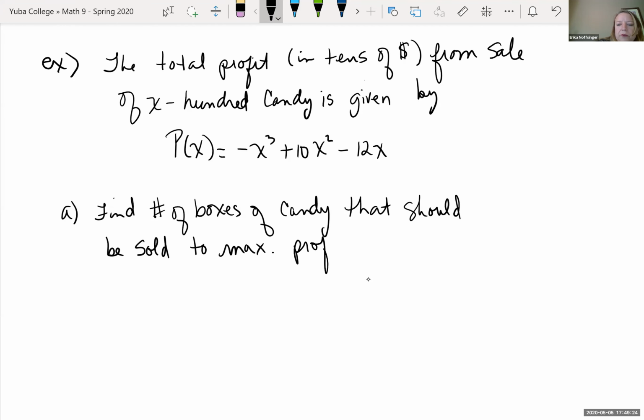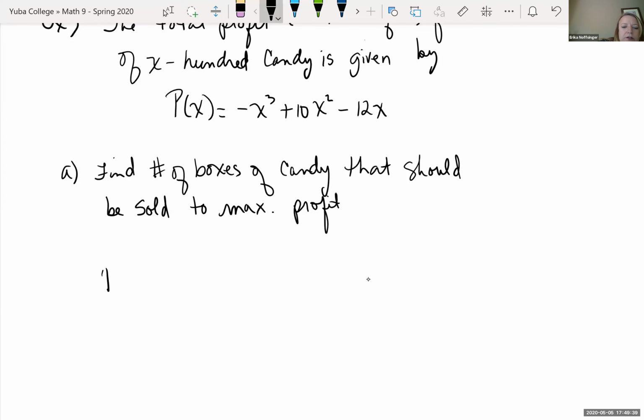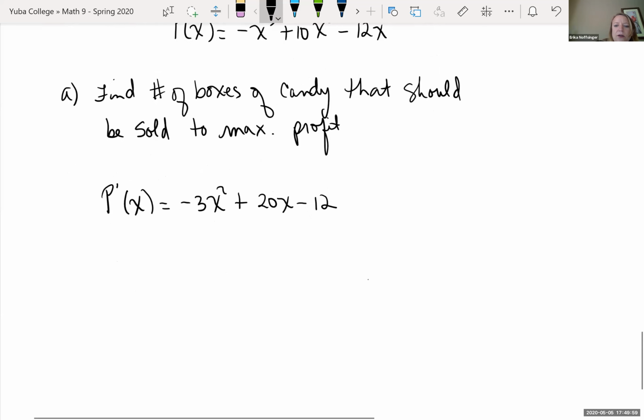Okay, so we need to look at the derivative, and we need to find out what values of x give us a maximum. And so looking at the derivative of P of x, we get back negative 3x squared plus the derivative of 10x squared is 20x minus the derivative of 12x is 12. And so we're trying to look at when is this equal to 0?